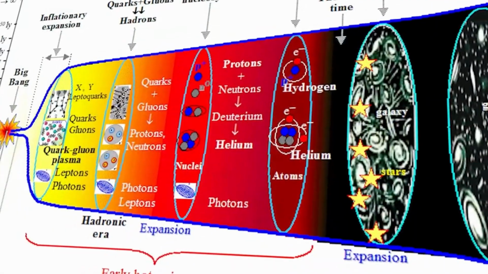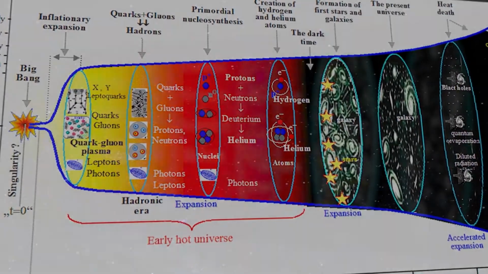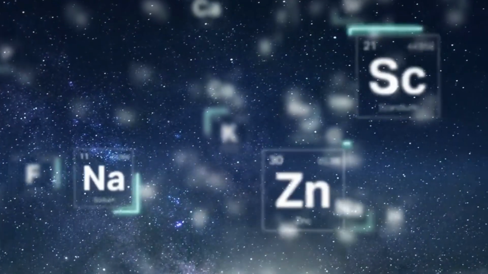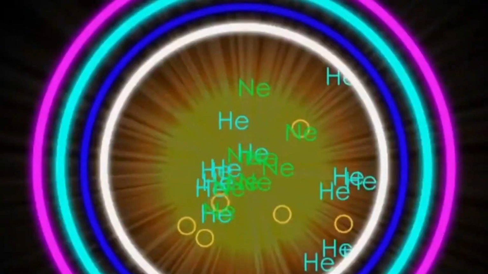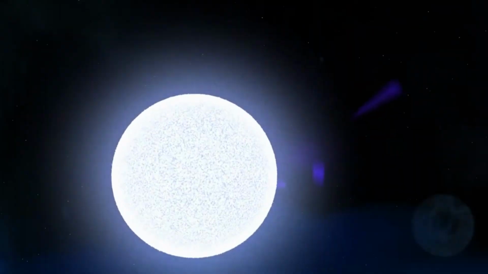At the same time, because helium is not actively fusing, it does not generate the outward pressure needed to counteract gravity. As a result, gravity begins to take over. The core contracts further under its own weight. But this contraction is not the end.